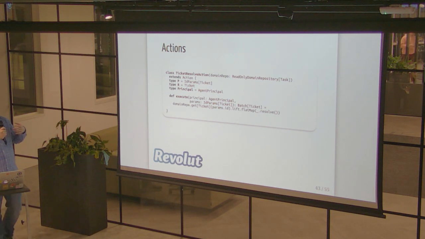In order to implement an action, you only need to extend the action trait and define three type parameters: P for input params, R for return type, and the caller principal, who can call this action. Next you define the execute method, which comes with the action trait. Inside of execute, you basically retrieve the existing model with the ID in params. Next we need to perform a lift in order to lift the Task type to the batch type, which is in return position, and in the flatMap we perform just the resolve operation.